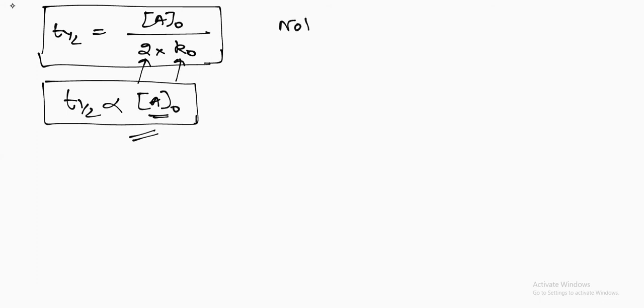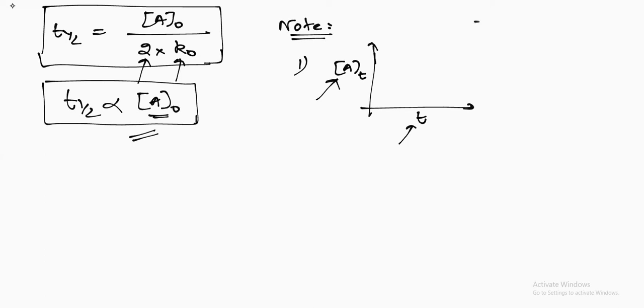See, in zero order reaction, these two things you should remember. If I plot, students, At versus t, what type of graph will we get? Concentration of the reactant versus time. What type of graph will we get? Students, the equation is this, no? At equals A naught minus k naught into t for zero order reaction.